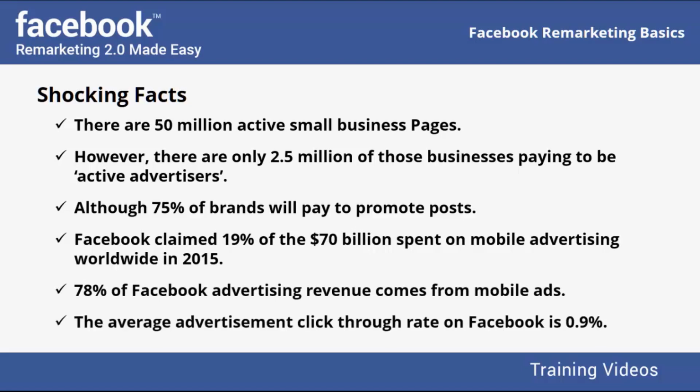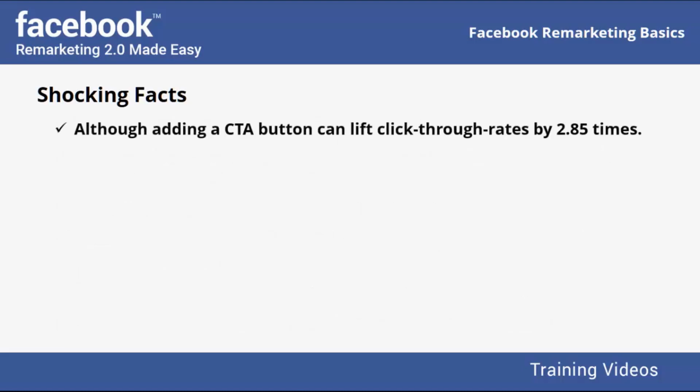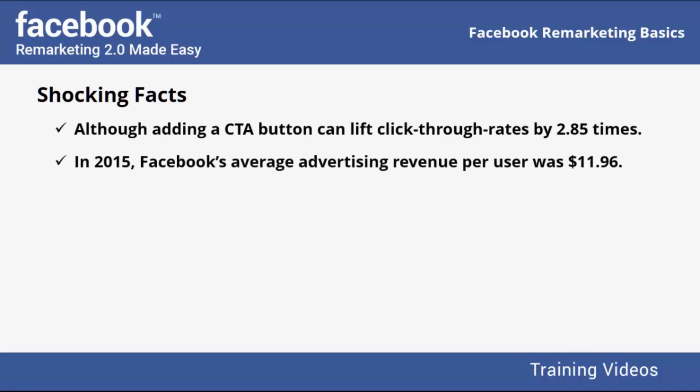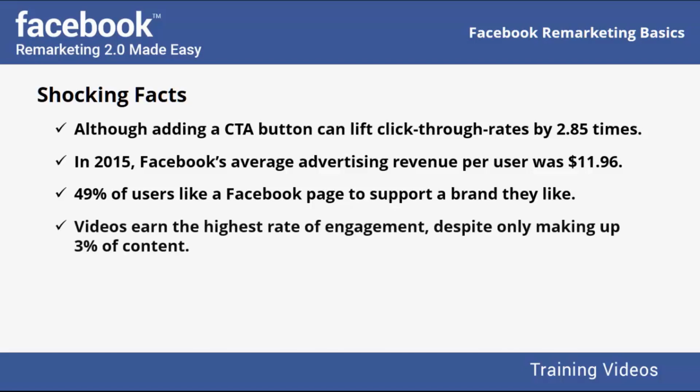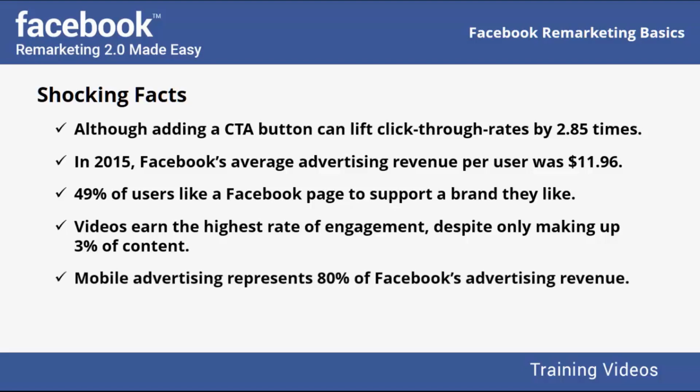The average advertisement click-through rate on Facebook is 0.9%. Although adding a CTA button can lift click-through rates by 2.85 times. In 2015, Facebook's average advertising revenue per user was $11.96. 49% of users like a Facebook page to support a brand they like. Videos earn the highest rate of engagement, despite only making up 3% of content. Mobile advertising represents 80% of Facebook's advertising revenue.